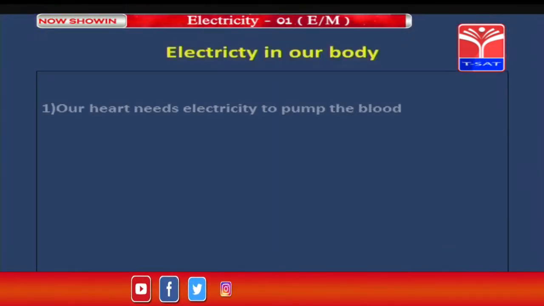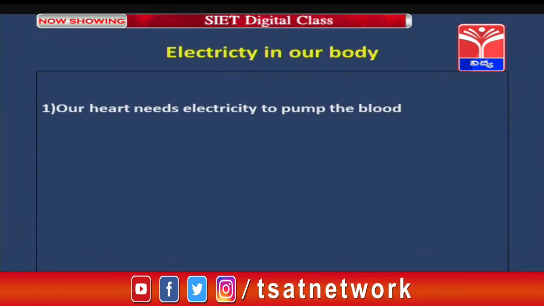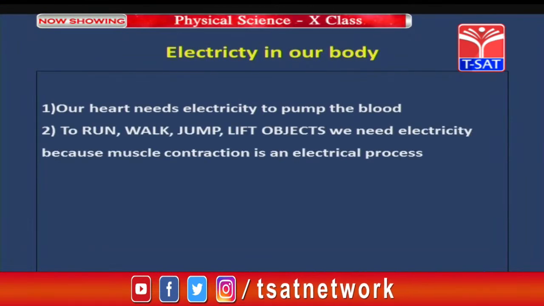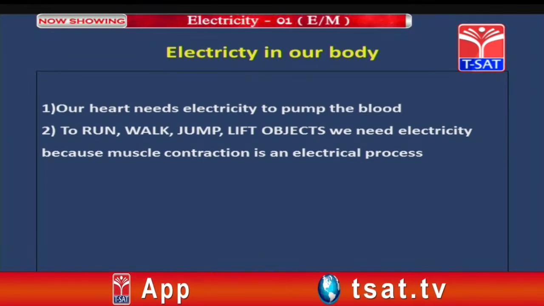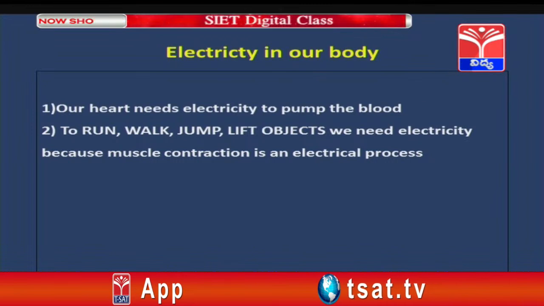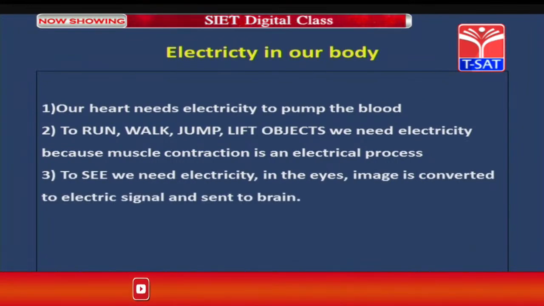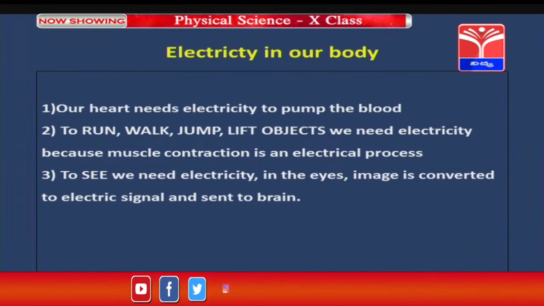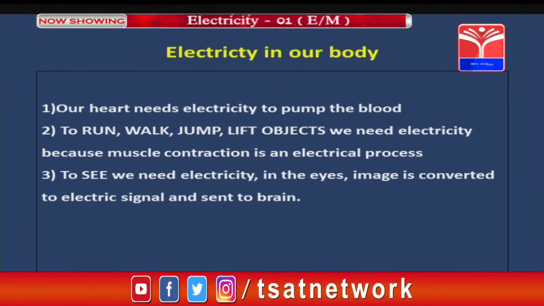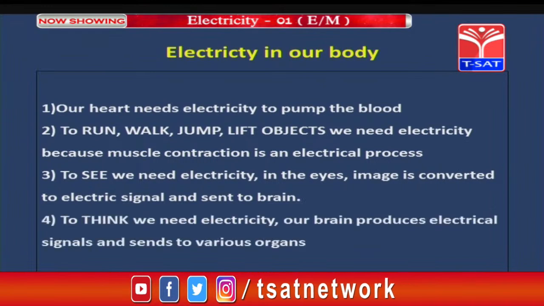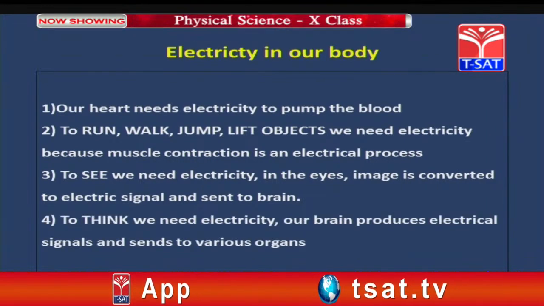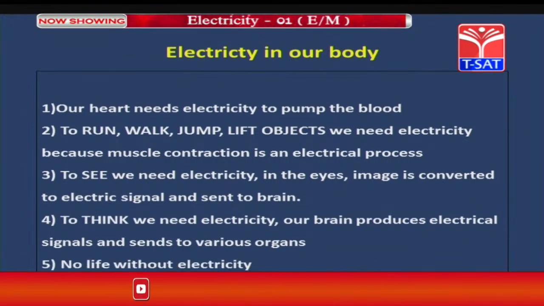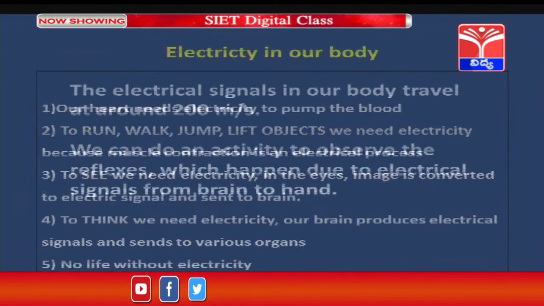Our heart needs electricity to pump blood. To run, walk, jump, lift objects, we need electricity because muscle contraction is an electrical process. To see, we need electricity. In the eyes, the image is converted to electrical signal and sent to brain. To think, we need electricity. Our brain produces electrical signals and sends to various organs. So there is no life without electricity.